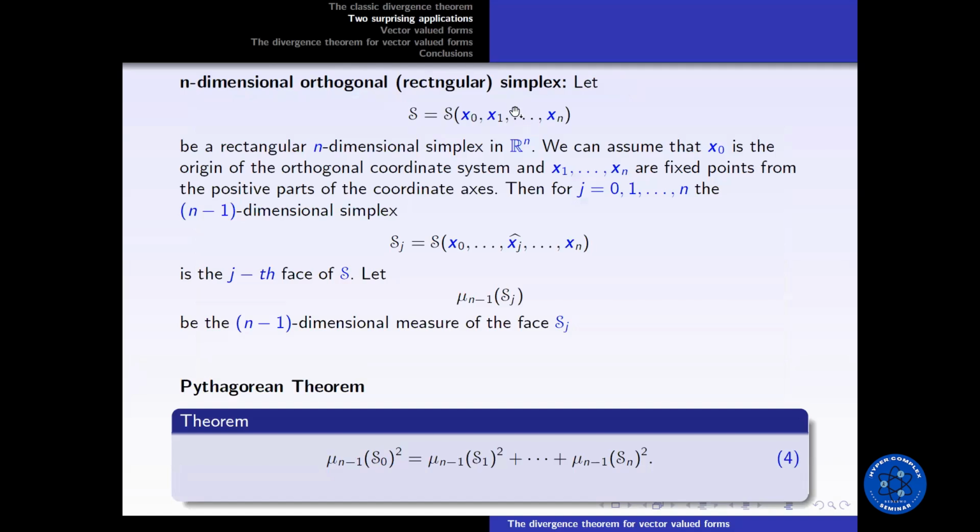So take a simplex. Assume that the simplex is straight, rectangular, orthogonal. It means that all the faces at this point, when we remove this point, are orthogonal each to the other. So each face, instead of this cover, is orthogonal to the others. Consider the n-1 dimensional measure of a side. Then the Pythagorean theorem says that the measure of this one, the side opposite the point 0 at the origin of the coordinate system, squared, is the sum of squares of all the others.